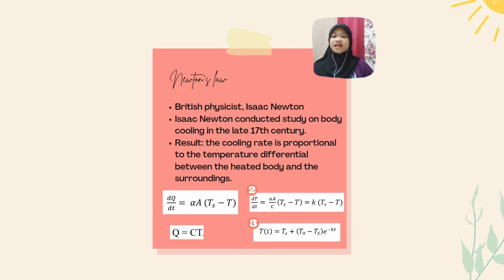Then we can summarize that T of t equal to Ts plus bracket T0 minus Ts times e to the power of minus Kt. In the slide, that is the third equation. That's all for me. Thank you.